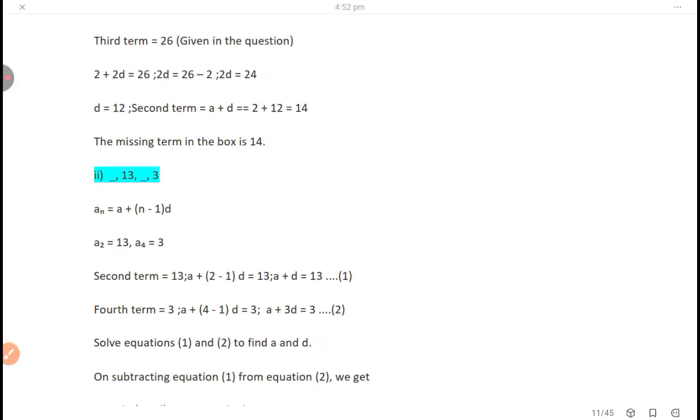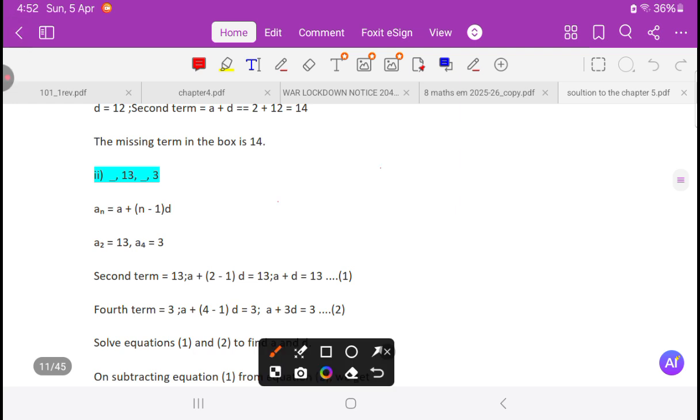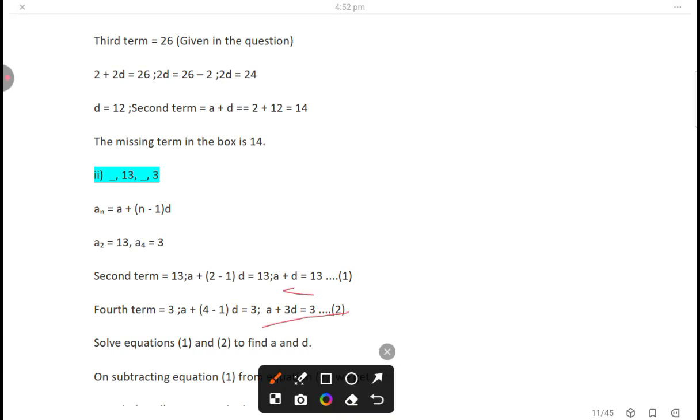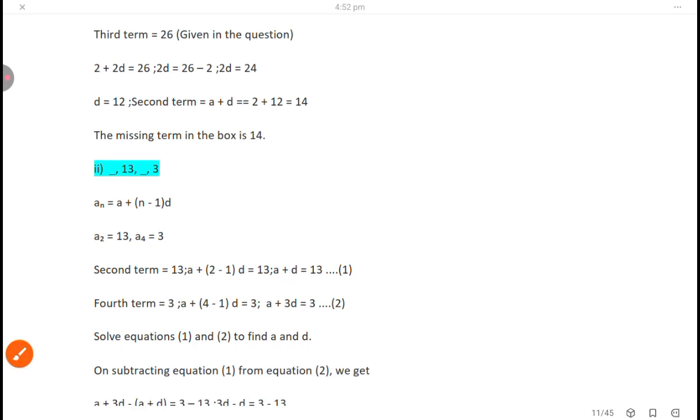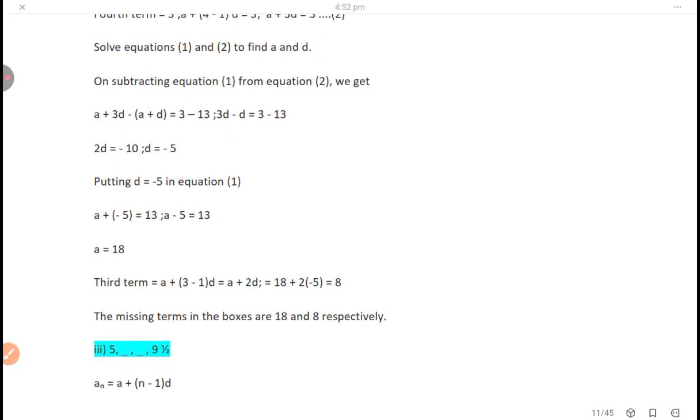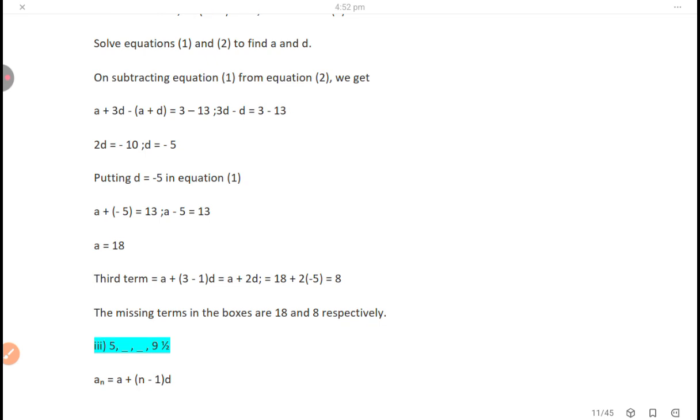Here also, with the same formula, you can find the blanks. A2 equal to 13, A4 equal to 3. So second term a plus d equal to 13. Fourth term a plus 3d equal to 3. So solving equations 1 and 2, you will find a and d. So a is equal to 18. Missing boxes are 18 and 8.